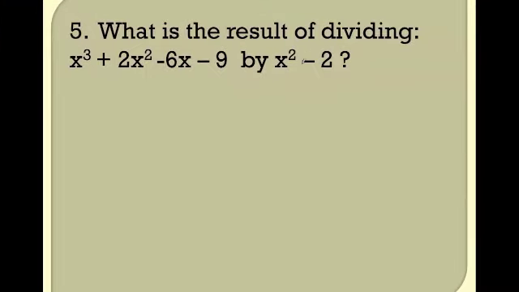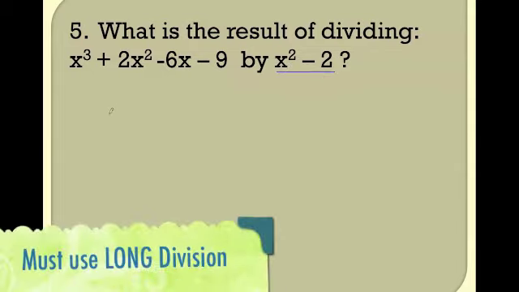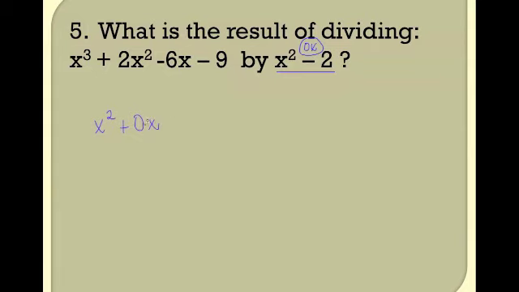Okay, this one is not in x plus or minus k form, so I'm going to have to use long division. Again, I have an x missing, so I'm going to put that 0x in for a placeholder. I'm using 0 times x because 0 times anything is 0, and so I'm not adding any value to the polynomial.